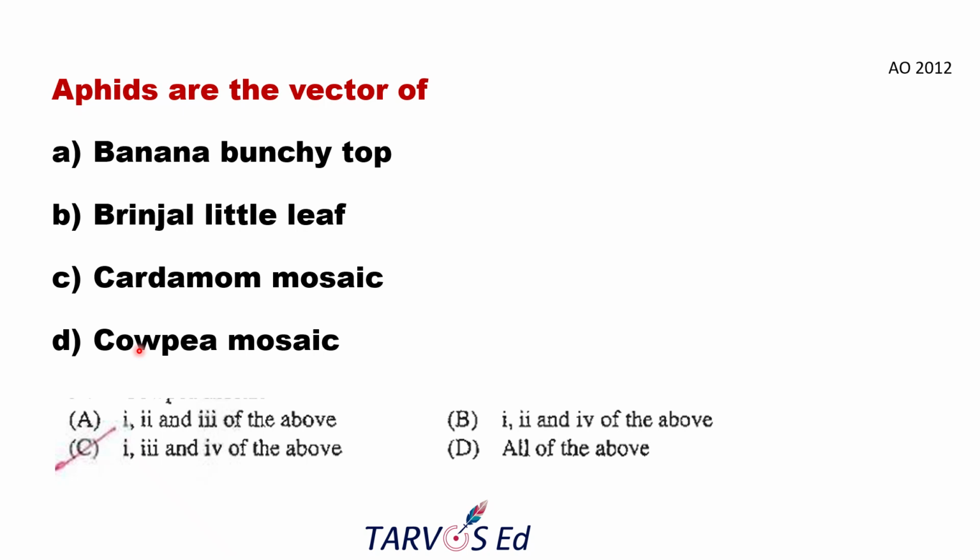Wherever you are seeing mosaic related viral diseases, definitely most of the mosaic diseases will be related to the aphid as a vector. So cardamom mosaic virus also spreads through aphid. Cowpea mosaic virus also spreads through aphid only. So the answer will be A, C, and D. So the correct option will be C. That is 1, 3, and 4 will be the correct answers, which are the vectors for the aphids.